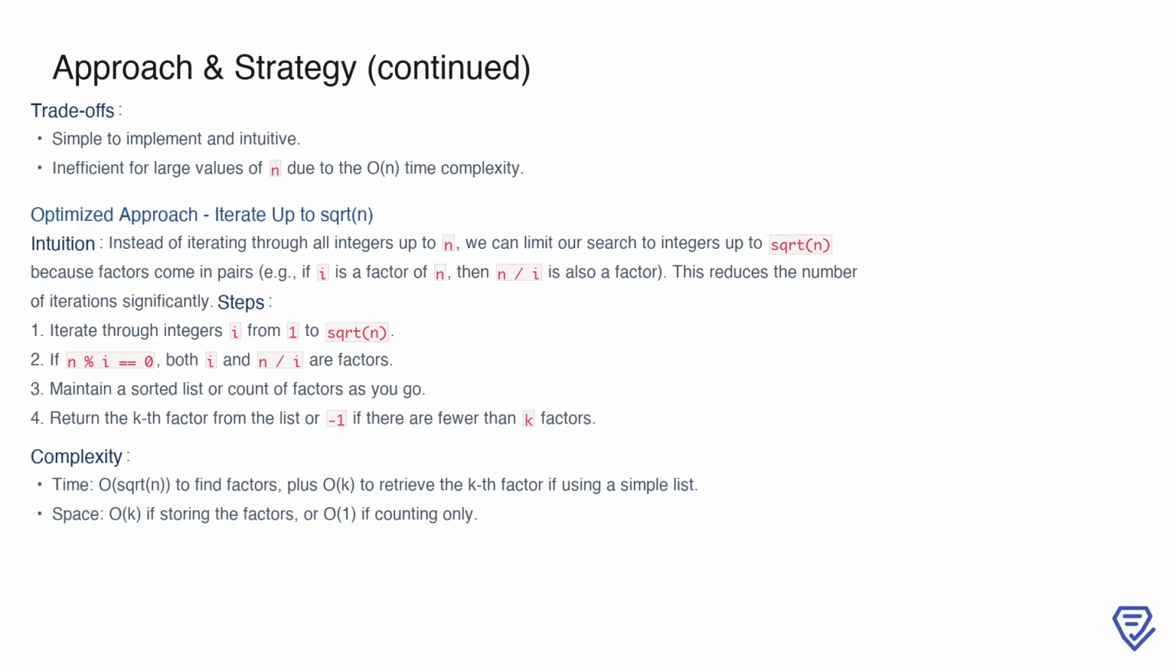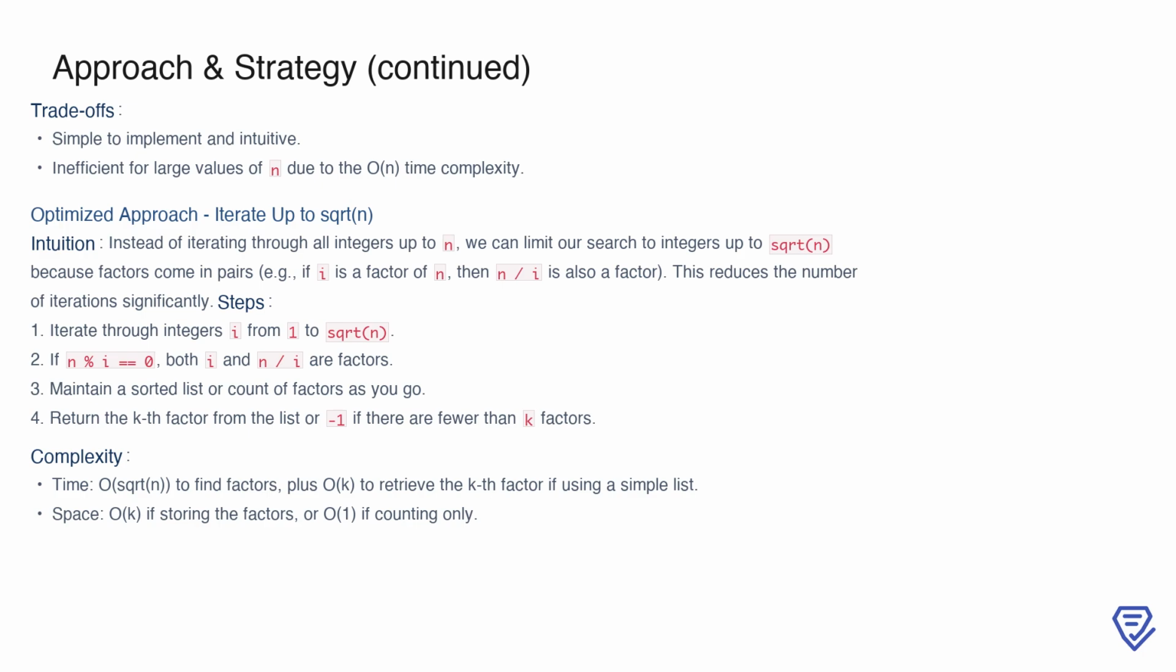To address this, we can turn to an optimized approach that limits the search space. The key insight here is that factors of a number come in pairs. For example, if i is a factor of n, then n divided by i is also a factor. This means we only need to iterate through integers up to the square root of n, as any factor larger than the square root will already have been accounted for as part of a pair.